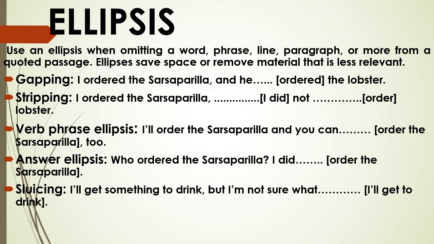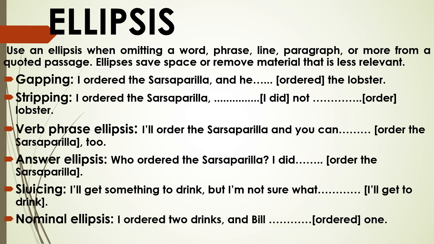The next one is sluicing. Come to the example. I'll get something to drink, but I'm not sure what. So the speaker needs a certain time to think about it. The nominal ellipsis. I ordered two drinks and Bill one. So you're just cutting short the less relevant information here. So next time when you see it somewhere, don't say dot, dot, dot. That is ellipsis. That's the end of it.